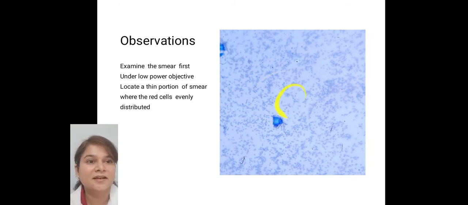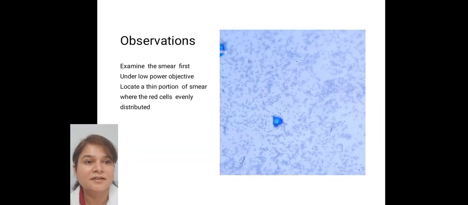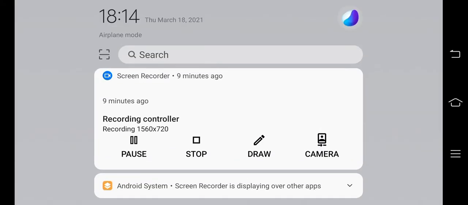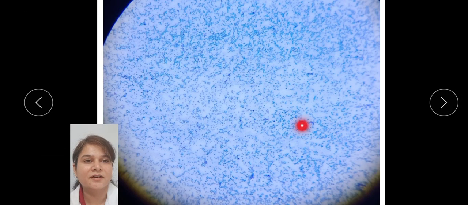Here you can see that these are the red blood cells. Here are also the red blood cells. These are the red blood cells. This is not a reticulocyte cell, this is an artifact. Here are the red blood cells. In the second field, you can see different red blood cells are there. You can see here a reticulocyte may be present.